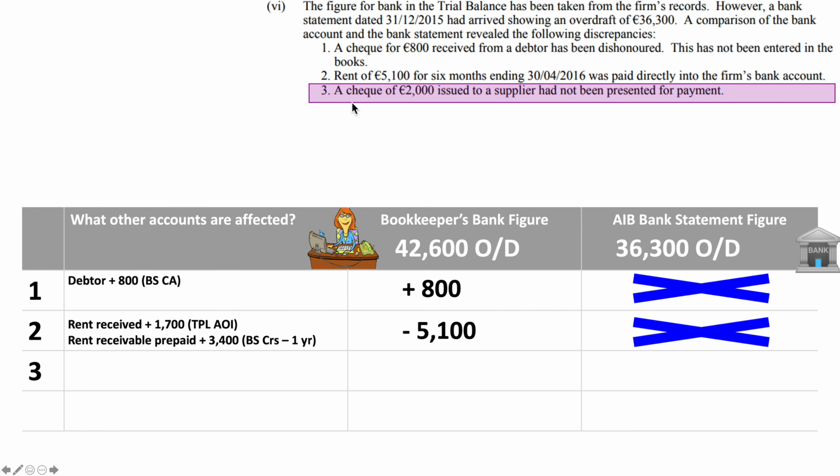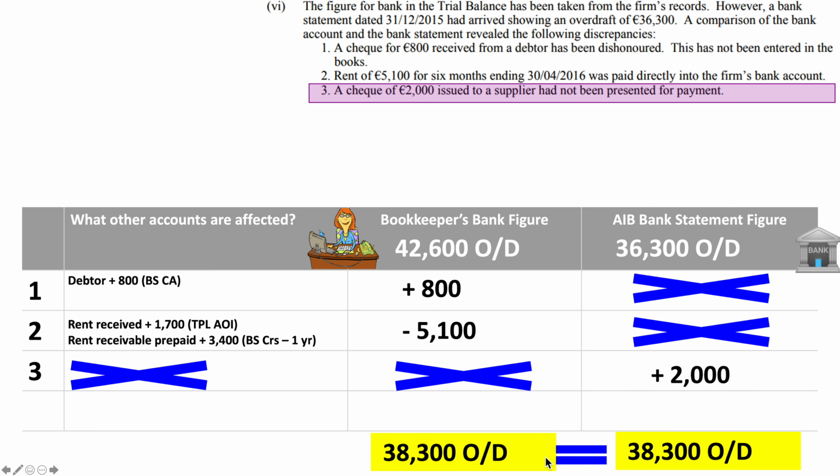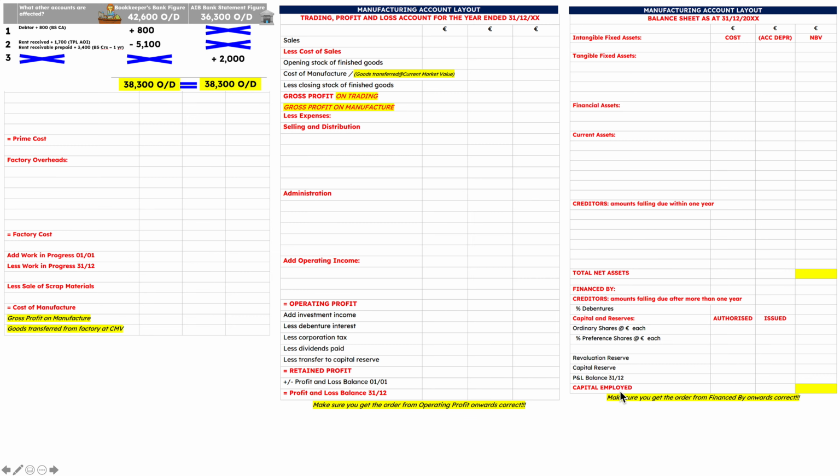Then number 3, a cheque of €2,000 issued to a supplier had not been presented for payment. So again, the bookkeeper knows about this. They wrote the cheque, so they have entered it. They don't need to enter it again. It doesn't say they made a mistake or anything like that. So we're good in the bookkeeper's accounts. But when the supplier lodges that cheque into the bank, it's going to increase that overdraft by €2,000. So overall then we have the same bank figure, €38,300 overdraft in both of them. And that is that adjustment done.